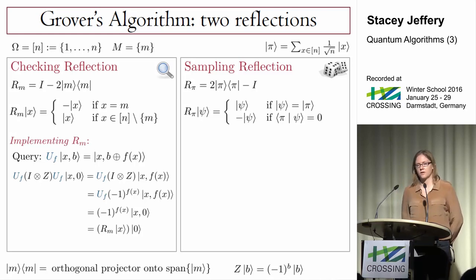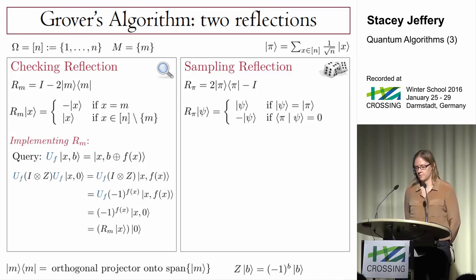Yes, it would work exactly the same. It only depends on the value f of x. It doesn't depend on x. So f of x will be 1 whenever x is marked, and in that case we'll get a minus 1 in front. In fact, everything that I'm going to say is really going to apply to the case when there's multiple marked elements. I just, for simplicity, I'm fixing the set of marked elements to be just 1.